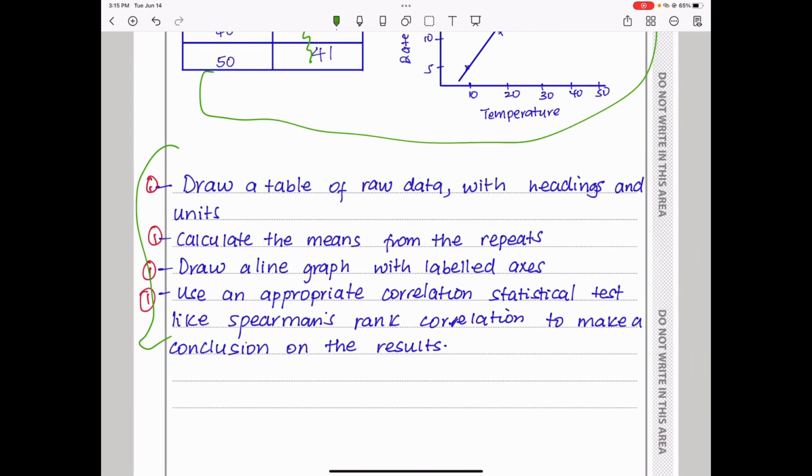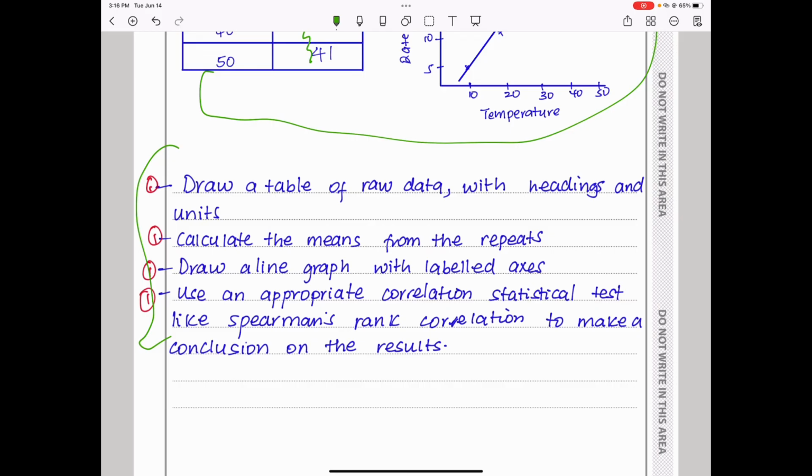So I say, draw a table of raw data with headings and units. You have to do that. The results you have got from the experiment have to be tabulated. The tables should have headings as well as units. And then we should calculate means. Remember, you're carrying out, let's say at 5 degrees, maybe 3 experiments. At 10 degrees, 3 experiments, so that every result you write in the final table is going to be a mean value in order to ensure that your results are valid.